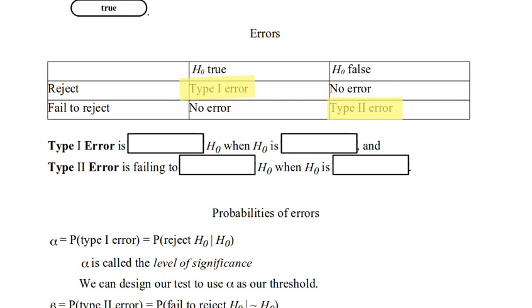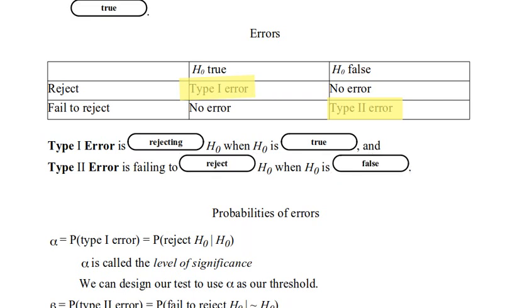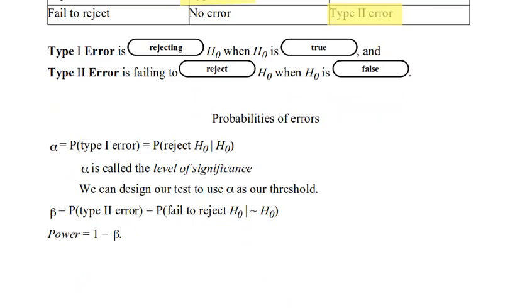So a type 1 error is rejecting the null hypothesis when the null hypothesis is true. And a type 2 error is failing to reject the null hypothesis when the null hypothesis is false. Now we're going to assign probabilities to each of these. So we're going to call alpha the probability of a type 1 error. And remember that a type 1 error is rejecting the null hypothesis when in fact the null hypothesis is true.